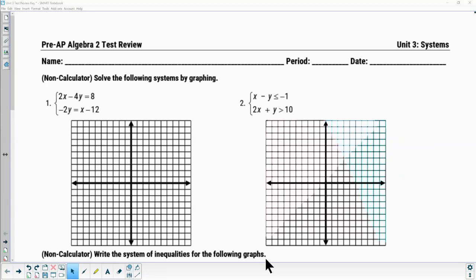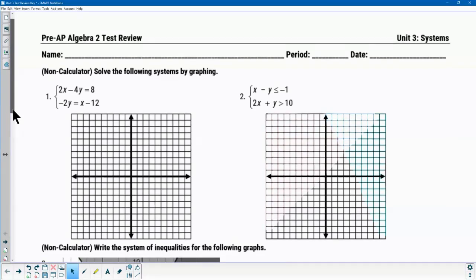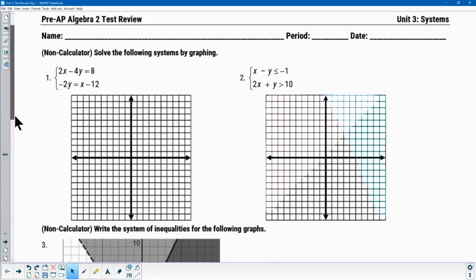Welcome to the Unit 3 test review. So let's go ahead and get started. For number 1, we want to solve the following system by graphing.